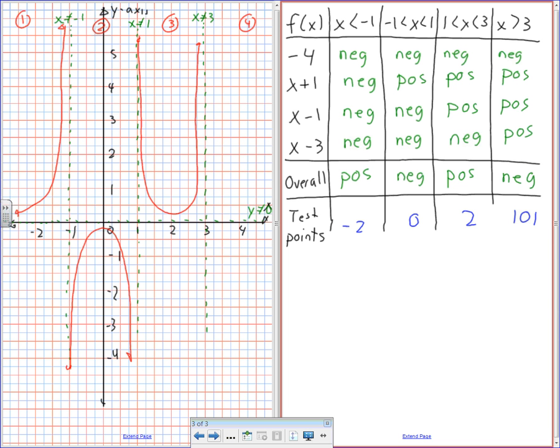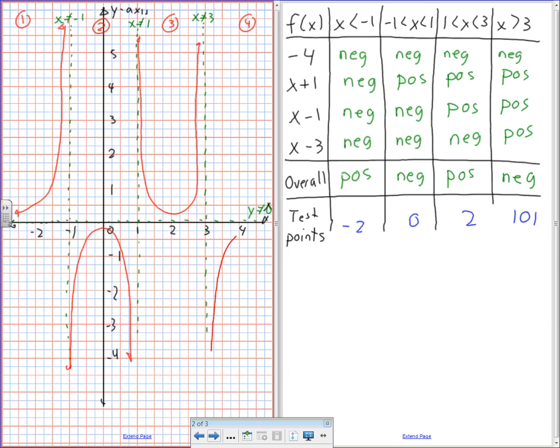So negative 1 is going to look something like this. And again, I chose 101, right? But even if I would have chosen 3.1, 3.1 minus 3 is still positive.